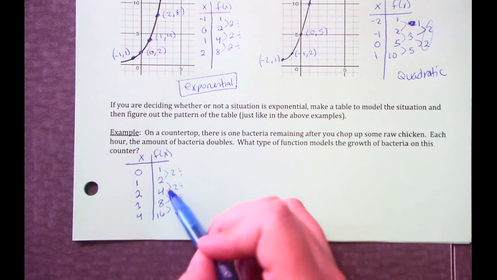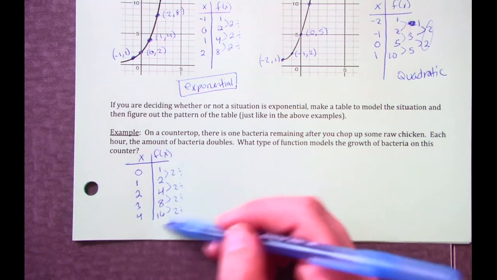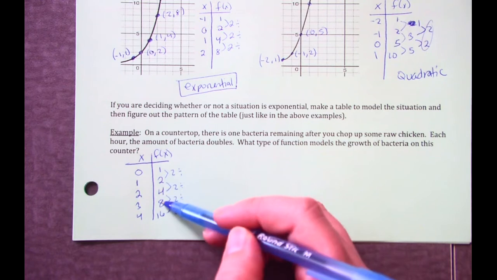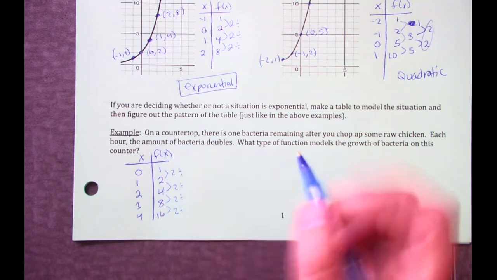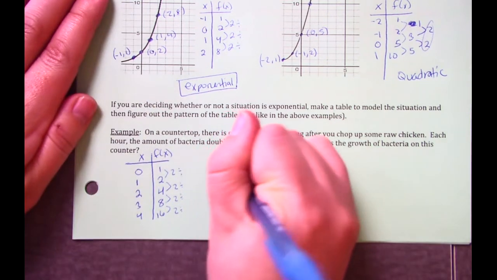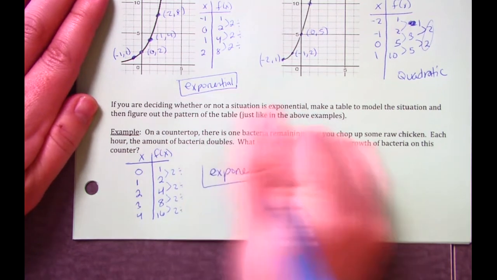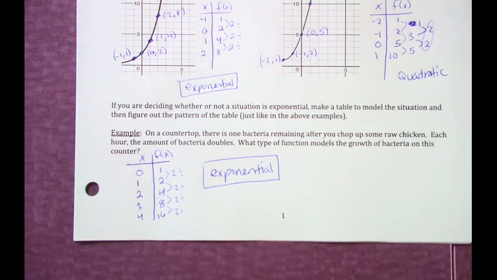So you can see that this has this timesing by 2 pattern. 1 times 2 is 2, 2 times 2 is 4, times 2 is 8, times 2 is 16. So because it has this doubling pattern, it is an exponential function.